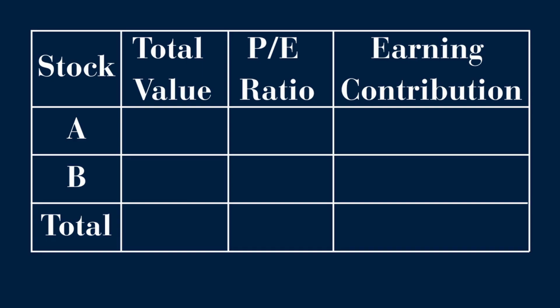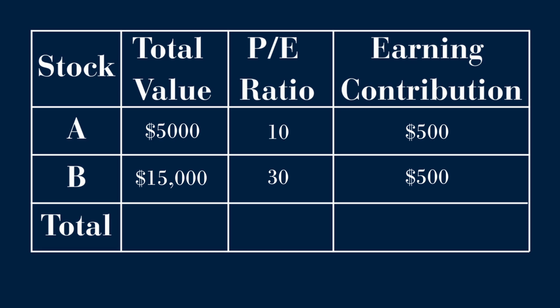Here's the simple hack. For every stock you own, take the total value and divide it by its own PE ratio. That gives you its total earnings contribution. So stock A, total value of $5,000, divide it by its PE ratio of 10 and the earnings contribution is $500. Now stock B, $15,000 total value, divide that by its PE ratio of 30 and you come out with earnings contribution of $500. So the total stock value is $20,000 and the earnings contribution is $1,000.